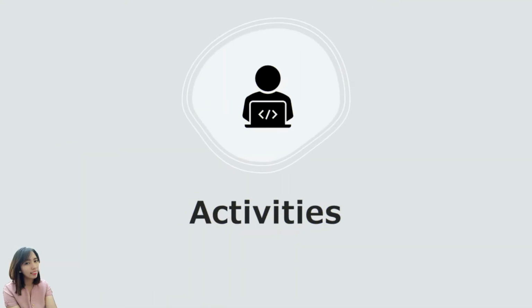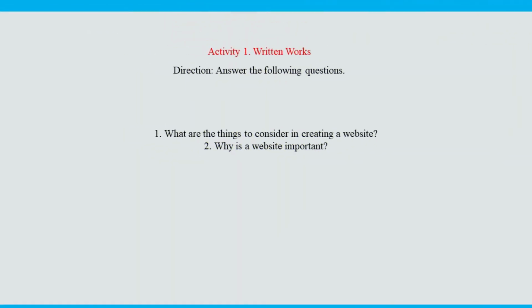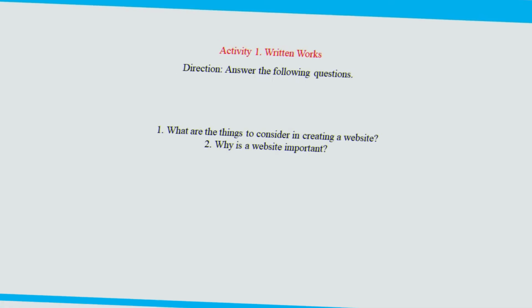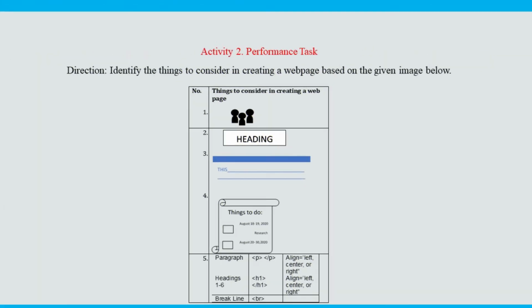Now let's proceed with the activities. For Activity 1, written works, you just have to answer the following questions. For Activity 2, performance task, you just have to identify the things to consider in creating a web page based on the given image below.